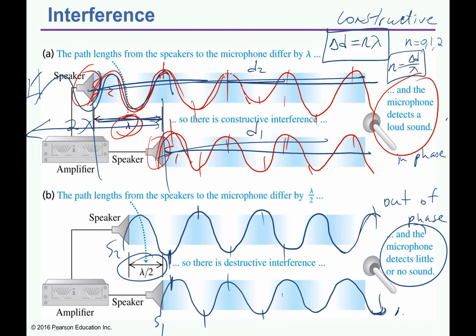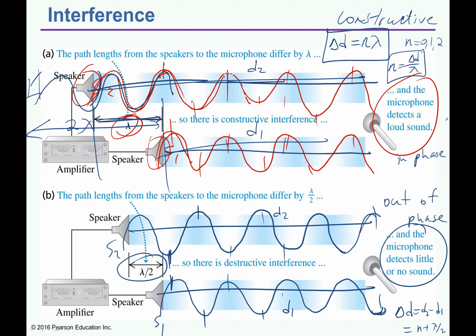That means if I do delta D, so let's say this is D1 and this is D2, delta D is D2 minus D1. What I will get here is N plus lambda over 2, at least for this particular one. You can see their path difference here is lambda over 2, because the distance between them is different by exactly lambda over 2.